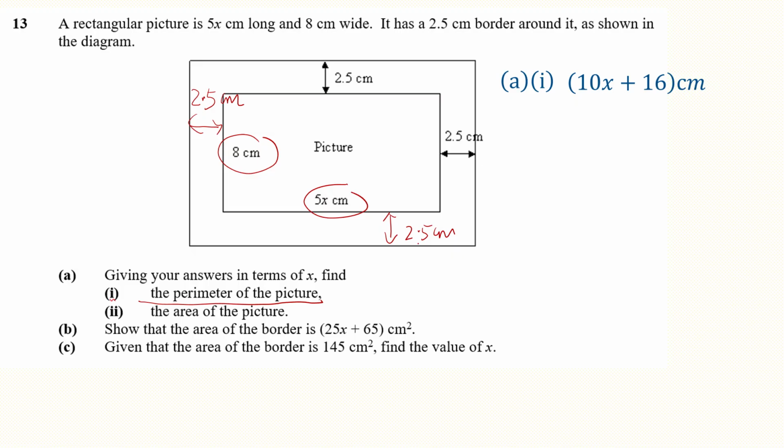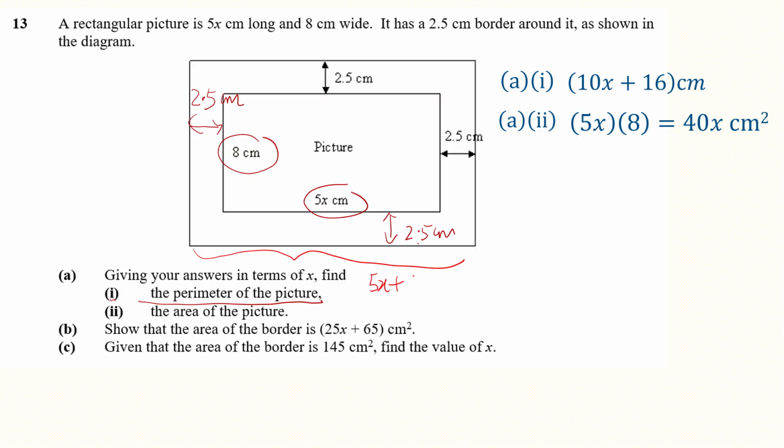So that's part A, part 1. Part 2 is to find the area. So it's just length times breadth, which is just 5x times 8. That gives you 40x centimeters squared. So for part B, show that the area of the border is 25x plus 65. So what we're going to do is find the area of the big rectangle. The length of the big rectangle will be 5x plus 2.5 plus 2.5. And that gives us 5x plus 5. That's for the length. For the breadth, it will just be 8 plus 2.5 plus 2.5. And that gives us 13.